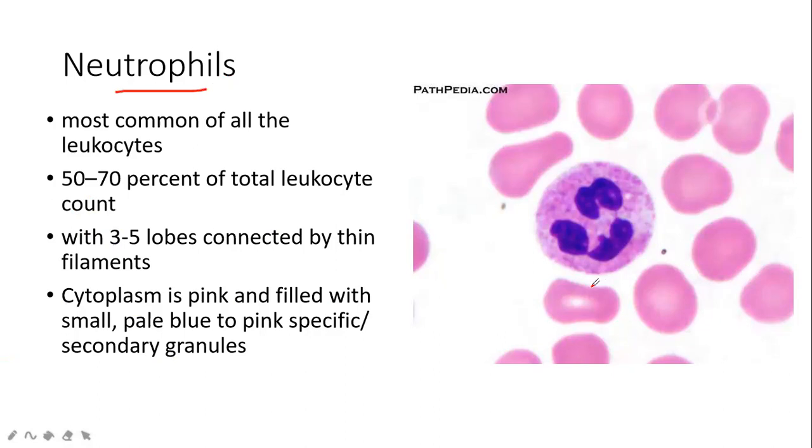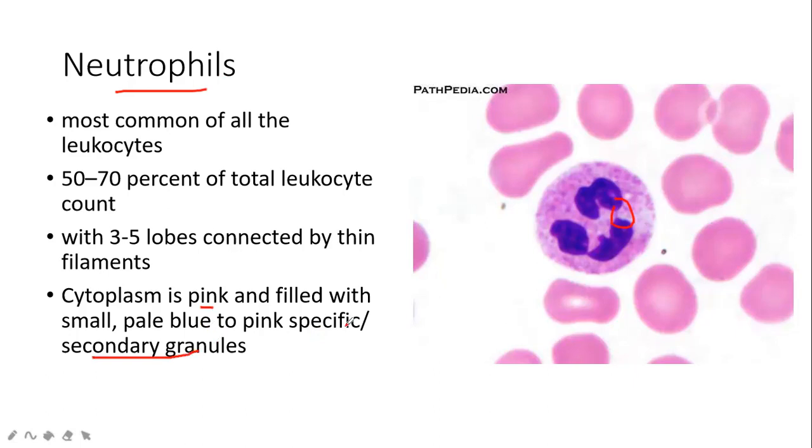So how will you know if it's a neutrophil? You will know it is a neutrophil if you look at its nucleus. It will have 3 to 5 lobes connected by a thin filament. Basically, that is what a neutrophil looks like. It has 3 to 5 lobes, and its cytoplasm is pink, with pale blue granules that are specific, or secondary granules.